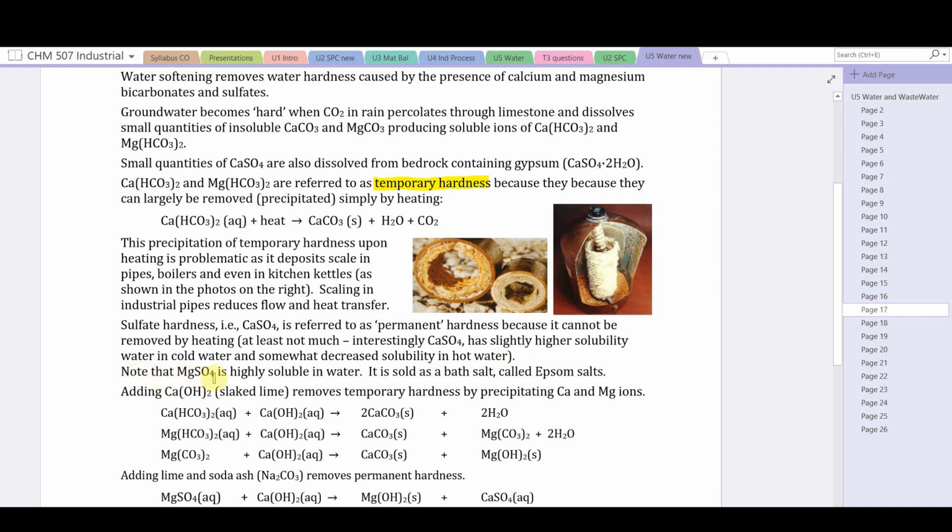Note that magnesium sulfate is highly soluble in water. It's sold as bath salt called Epsom salts. So magnesium sulfate is not a problem unless you boiled the water to dryness, and that's not likely to happen in most industrial settings.